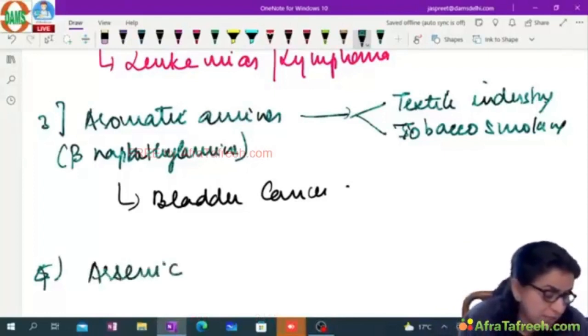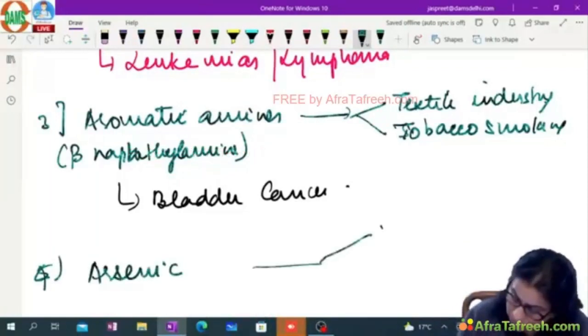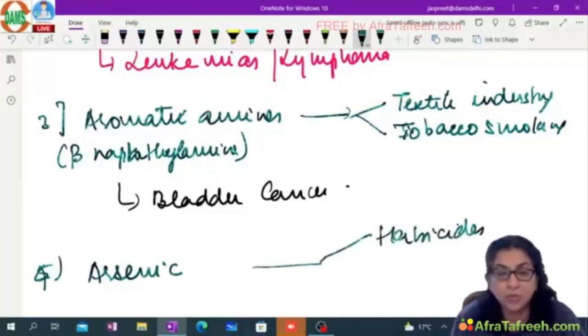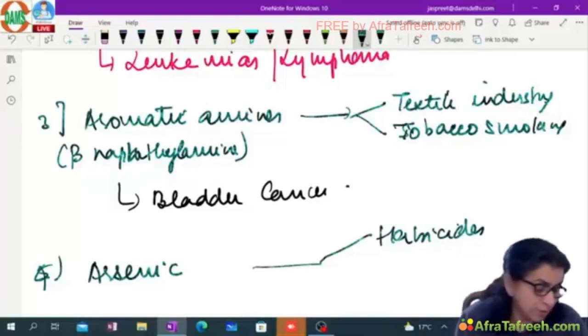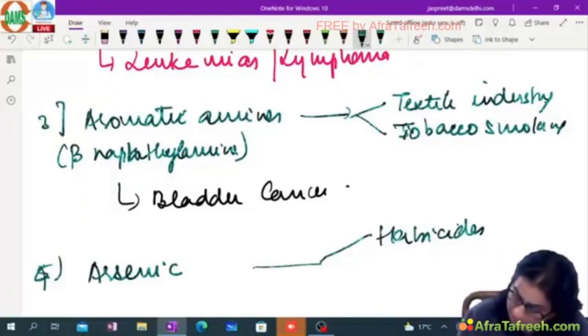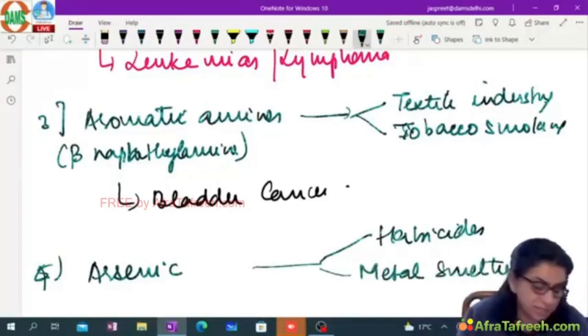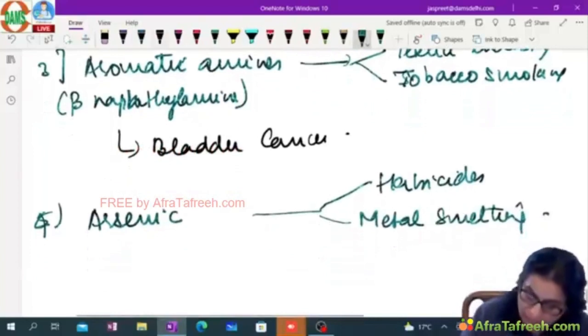Exposure to arsenic occurs when using herbicides. Herbicides are used in vineyards, so vineyard workers can be exposed to arsenic. Also in metal smelting, exposure to arsenic occurs.